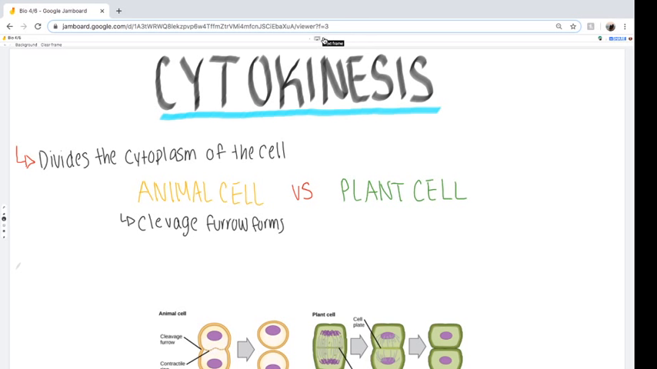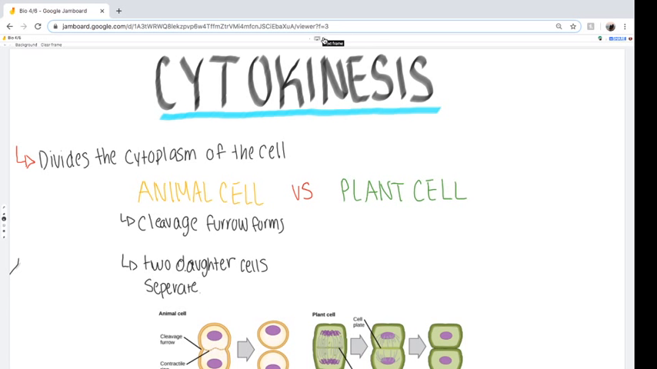Oh, I missed the A. Okay. A cleavage furrow forms over there in the animal cell. And the two daughter cells separate. So to recap, in an animal cell, the cleavage furrow forms in the middle of the cell, and the cytoplasm pinches inward, and the two daughter cells separate.